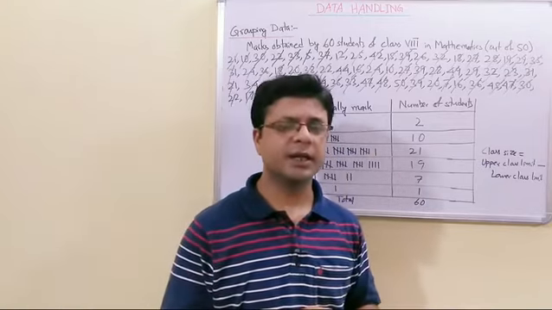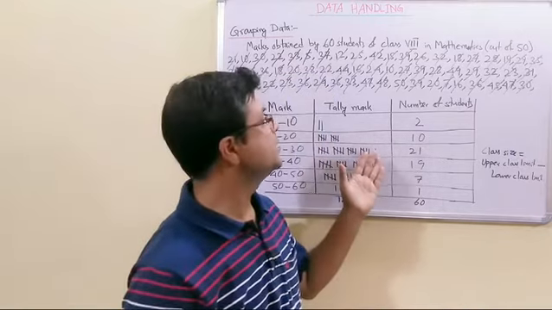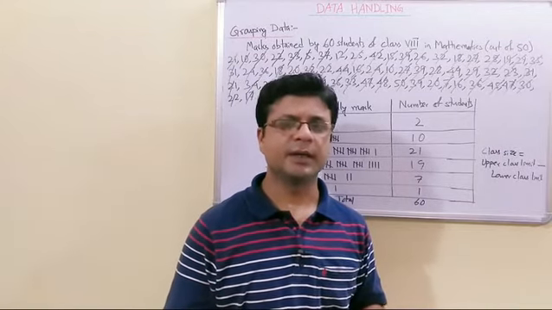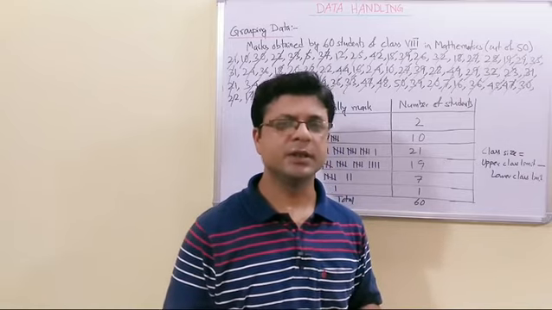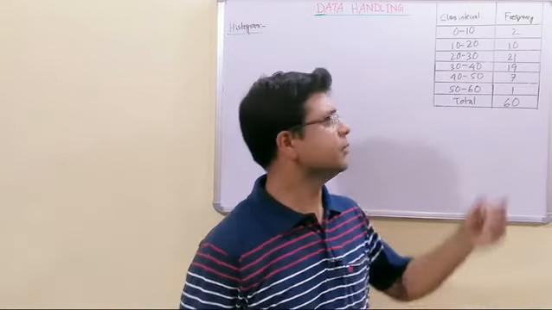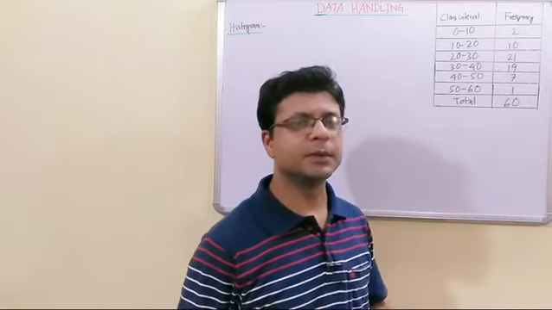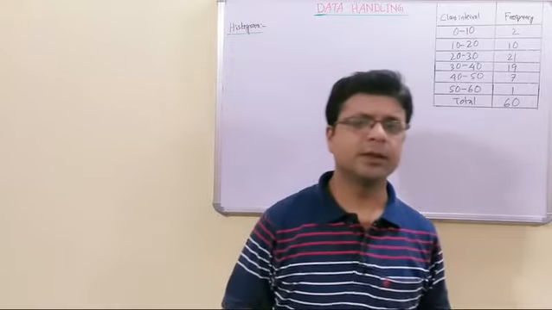Now this data can be represented graphically. Now the question is, how can we represent this grouped data? We can represent grouped data by a graphical representation called a histogram. So let us learn how to draw a histogram. Dear students, here we have made the last frequency distribution table. We want to represent it graphically, that is with the help of a histogram. Alright, so let us proceed.